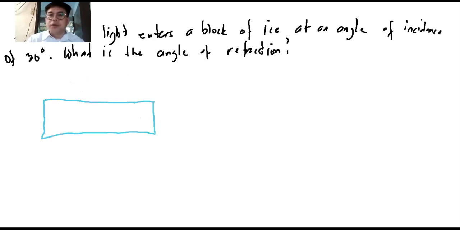Then we will draw the normal line, which is perpendicular as always. All right. So we have a light ray, and we have here the angle of incidence, which is 30 degrees. So it will bend towards here.